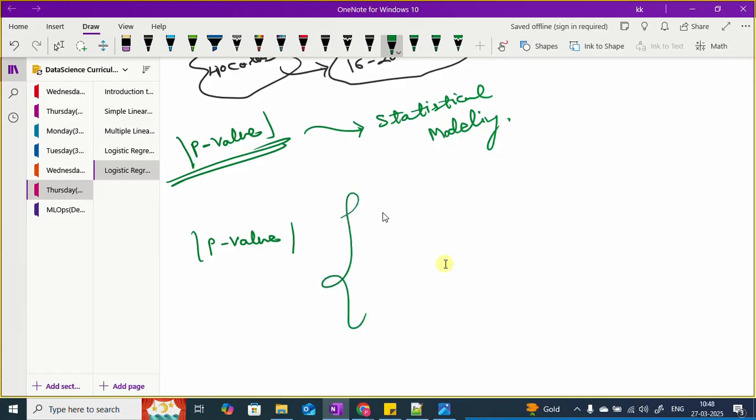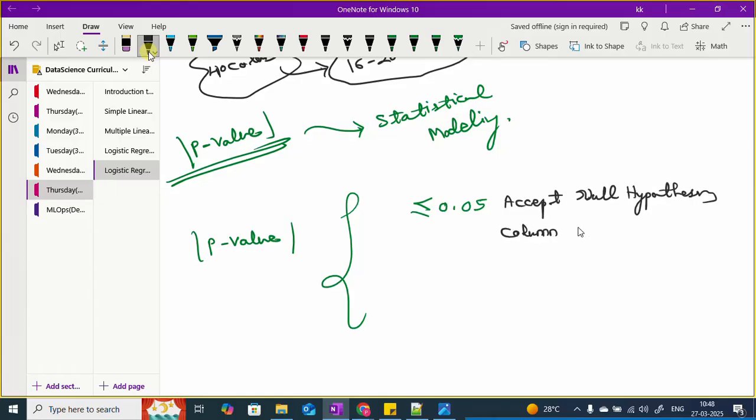So if it is less than or equal to 0.05, then I can say accept the null hypothesis. Hypothesis means that the column is important. The column is important.